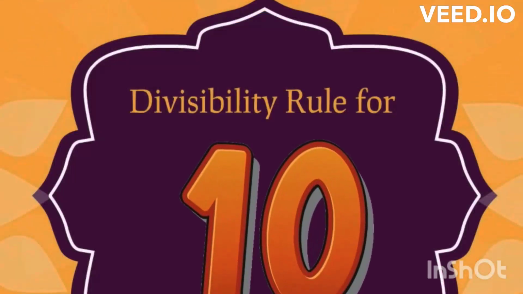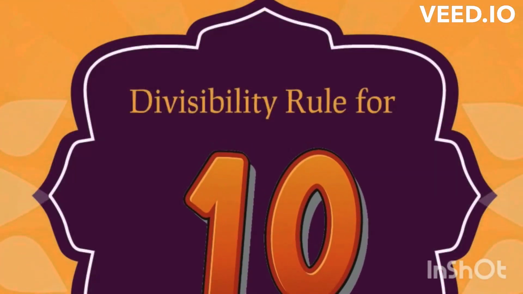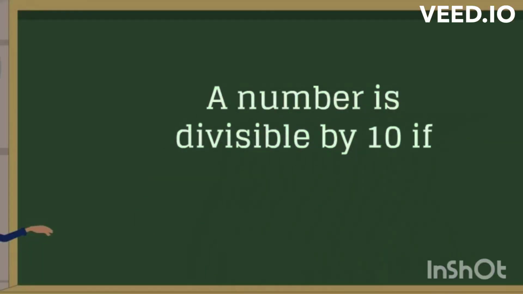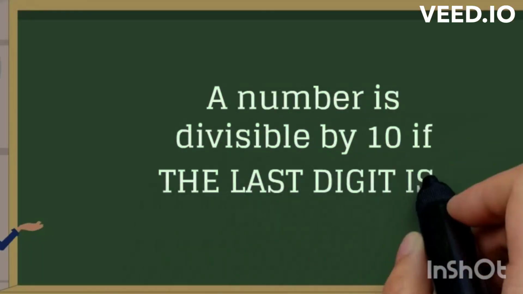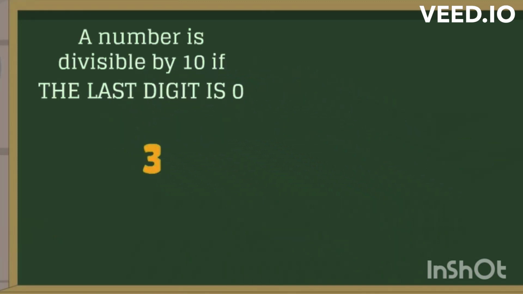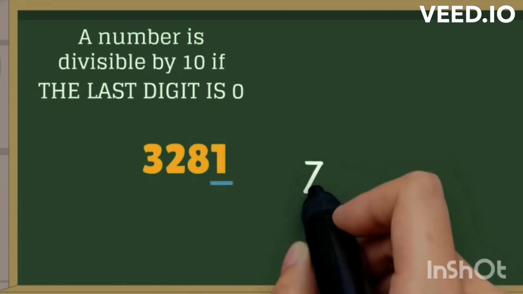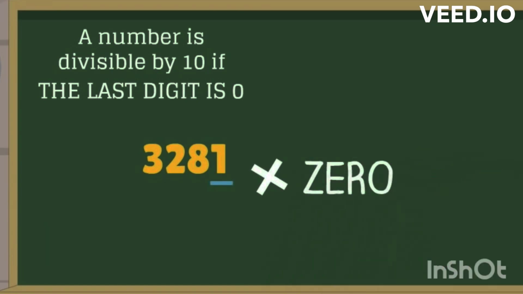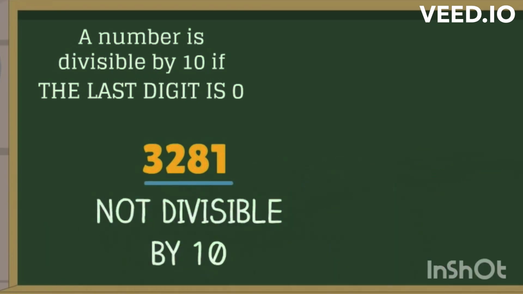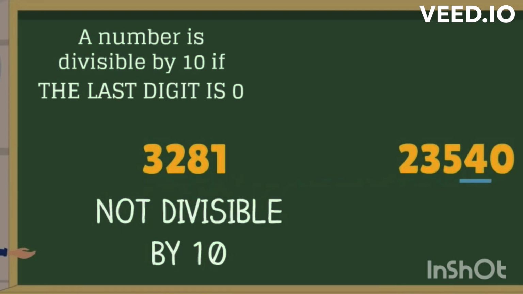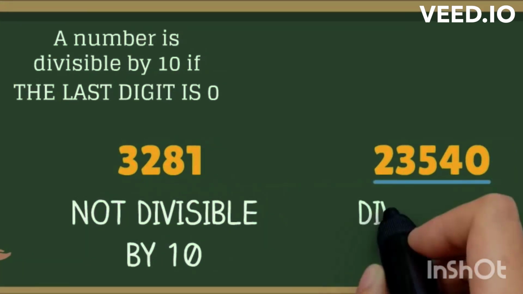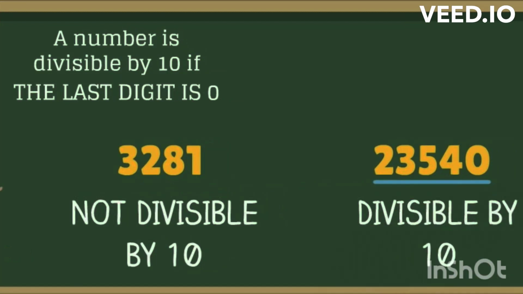Divisibility rule for 10. The divisibility rule for 10 is nothing but checking that the last digit is 0. For example, 3,281, the last digit is not 0, so it is not divisible by 10. However, 23,540, the last digit is 0, so it is divisible by 10. Easy. It is not a big deal.